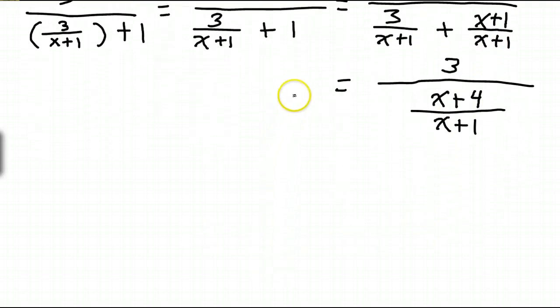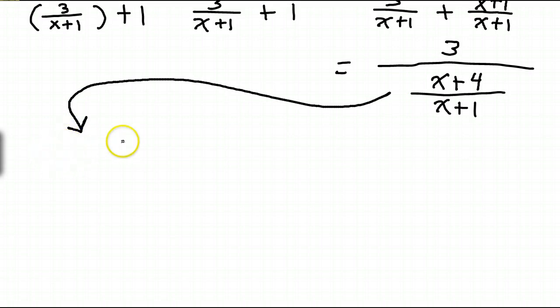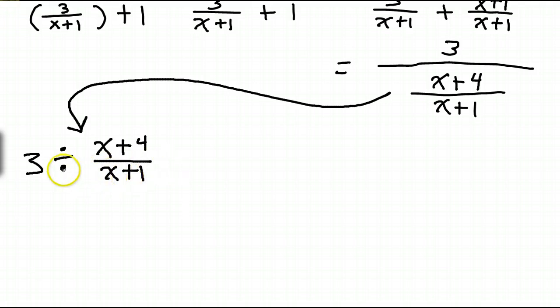Now watch this. To simplify this the rest of the way, look at it this way. Okay, 3 over this fraction is the same thing as 3 divided by this fraction. So this is 3 divided by x plus 4 over x plus 1. Now when you divide by a fraction, that's the same thing as multiplying by the reciprocal. I've heard some of my kids tell me that their middle school teachers taught them keep, change, flip, or copy, change, flip. When I was in school, they taught us to multiply by the reciprocal. So I'm going to do the reciprocal, and I have x plus 1 over x plus 4.